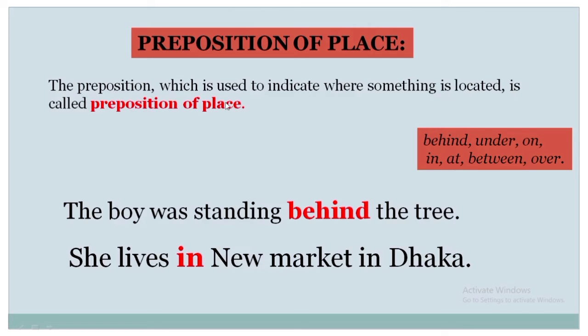Preposition of place. The preposition which is used to indicate where something is located is called a preposition of place: behind, under, on, in, at, between, over. The boy was standing behind the tree. She lives in New Market in Dhaka. Behind and in indicate place.